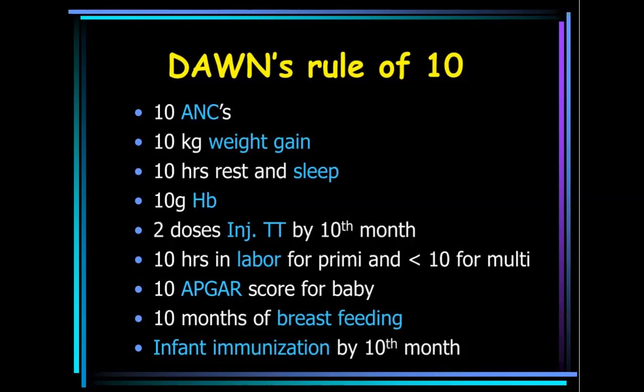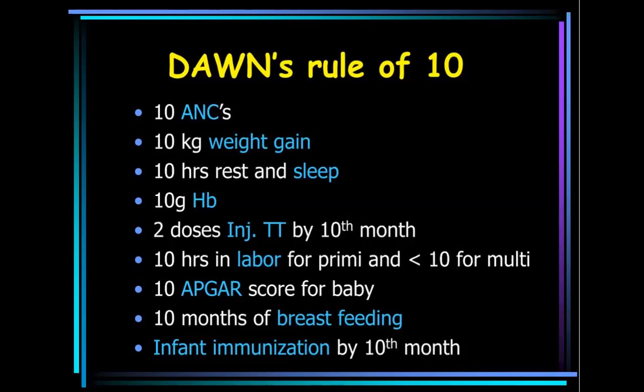Then for immunization, 2 doses of injection TT by the 10th month should be given. That is the immunization. 10 hours in labor for primi, and less than 10 hours for multi. The Apgar score of the baby should be 10. Then 10 months of breastfeeding and infant immunization by the 10th month. And again, what is important for the Dawn rule of 10 is a pictorial calendar, which should be in the regional language, handed over to the pregnant lady.